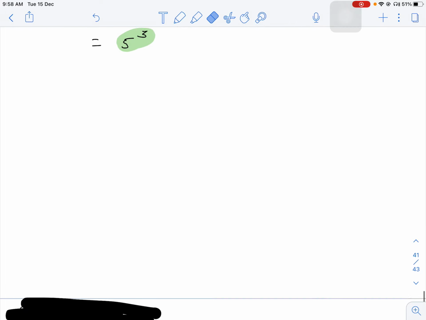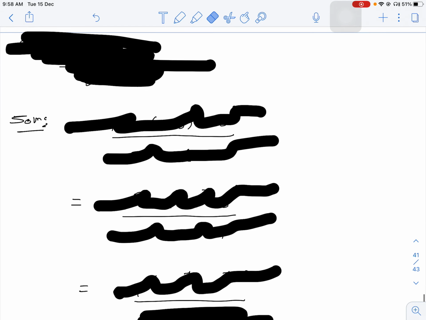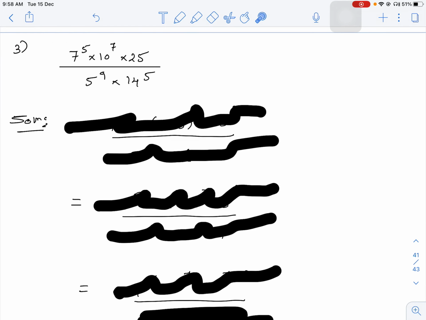Okay, let us consider one more example now. Here we have 7 raised to 5 into 10 raised to 7 into 25, divided by 5 raised to 9 into 14 raised to 5. Now remember that this one is a prime number. This is not a prime number. This and this are also not prime numbers. So we have to factorize them.